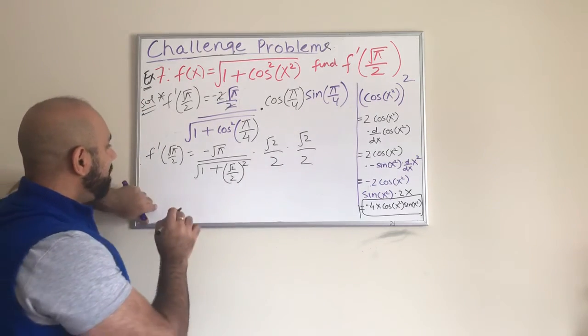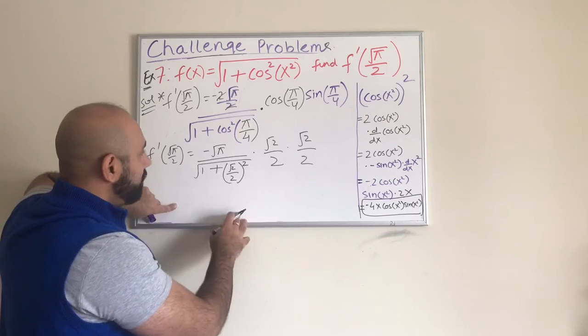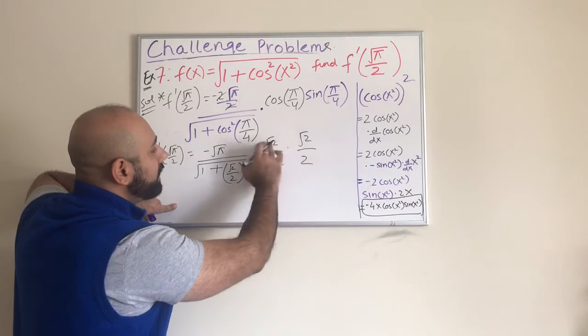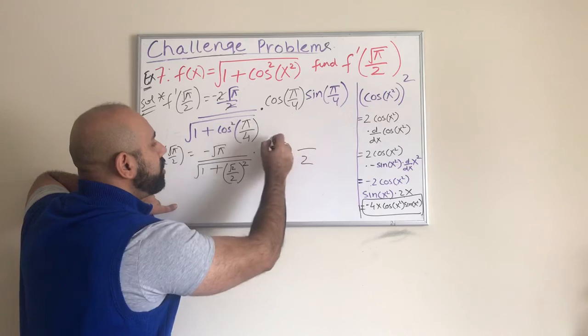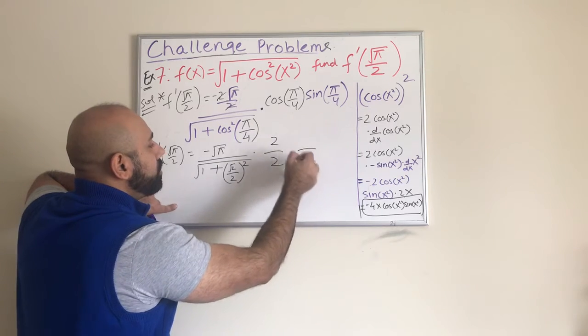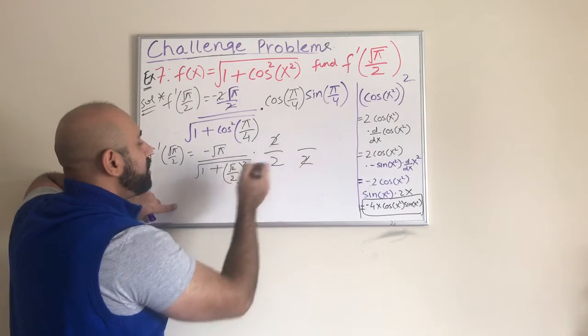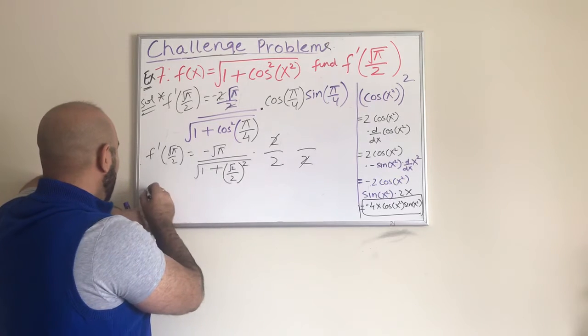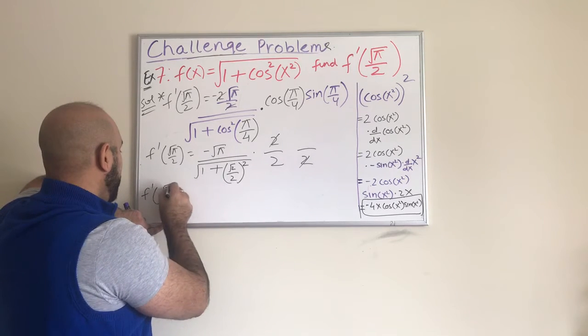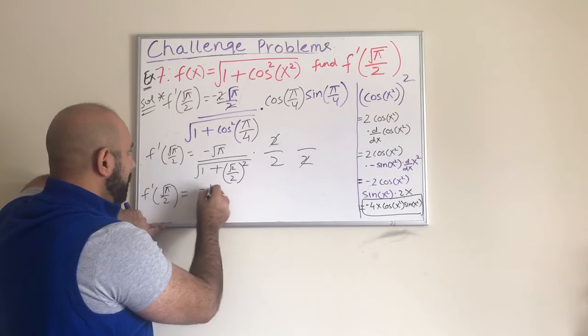Let us see if we can simplify things, and one cannot leave it like this. One has to simplify. Radical 2 times radical 2 is what? It's just simply 2. So then one of the 2's will cross out. I'm only left with 2 in the denominator. And that's how it's going to look like. Radical pi over 2 is negative radical pi.